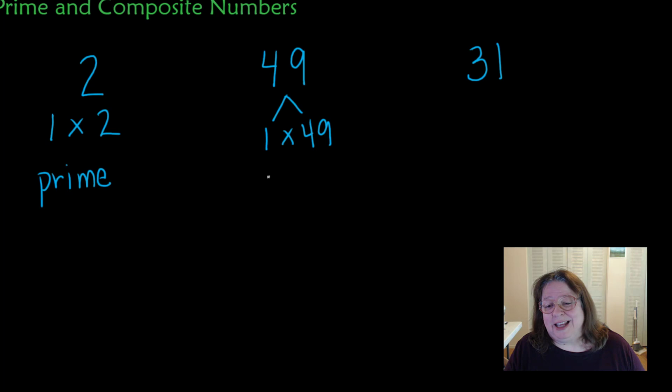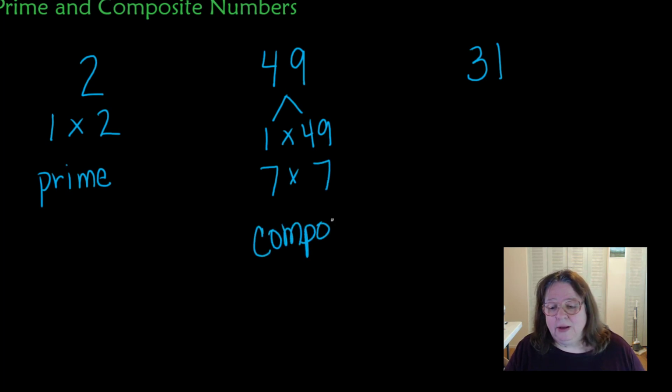5 times 9 is 45. 5 times 10 is 50. No. 6 times 7 is 42. 6 times 8 is 48. 6 times 9 is 54. 7. Yes. 7 times 7 is 49. 49 is a composite number.